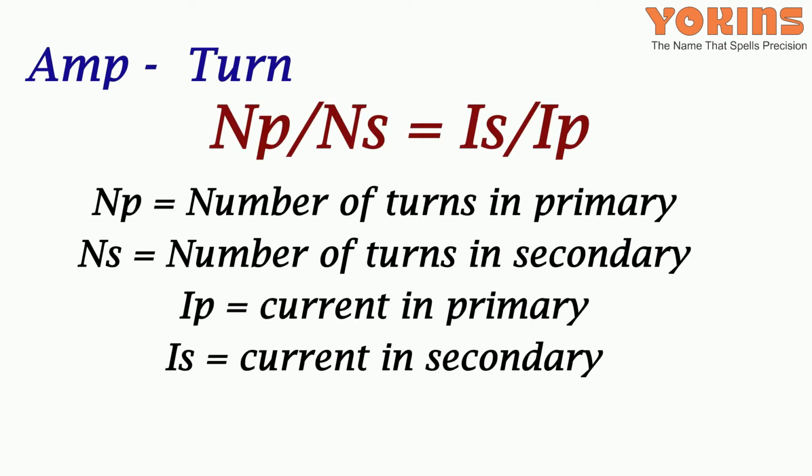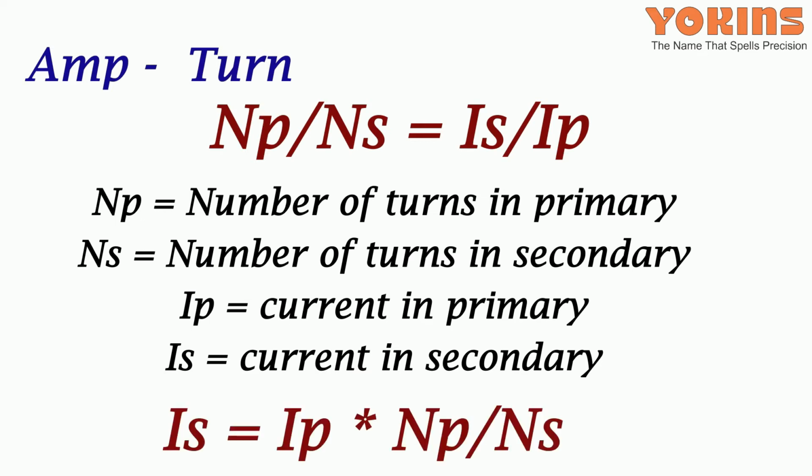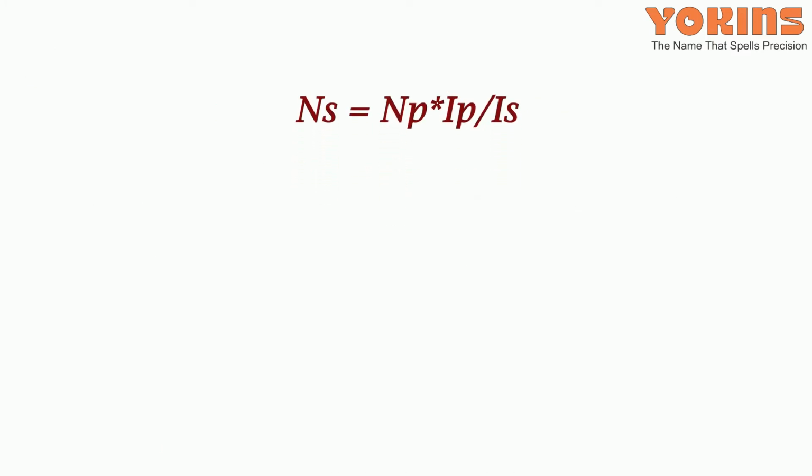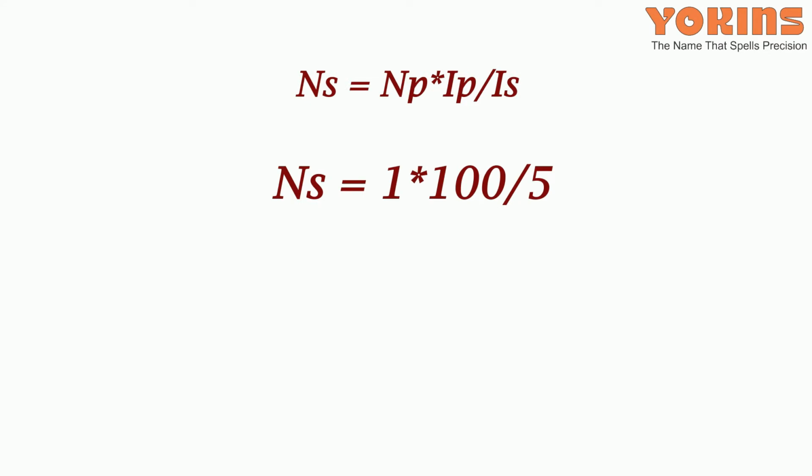A current transformer, like any other transformer, also follows the ampere-turn equation, where the turns ratio NP by NS is equal to IS by IP. This current ratio will set the number of turns. Like in a CT of 100 by 5 ampere, number of primary turns NP is 1, secondary current IS is 5, primary current IP is 100. So we calculate the number of turns, it will come out to be NS equal to 20.